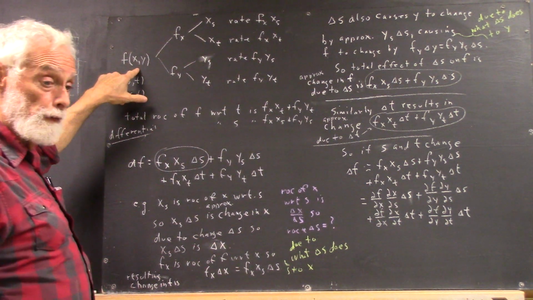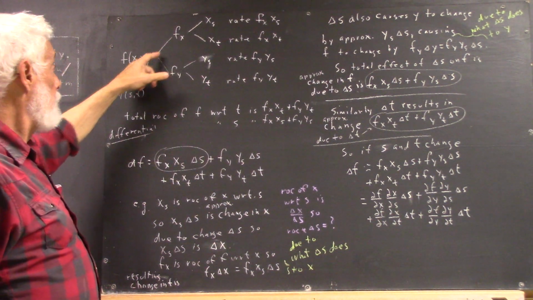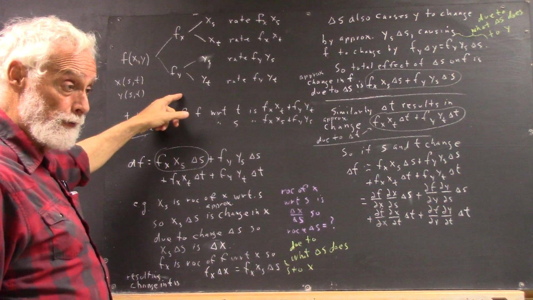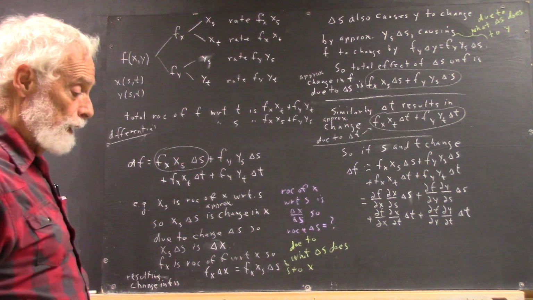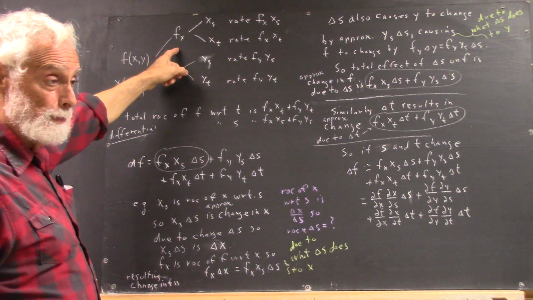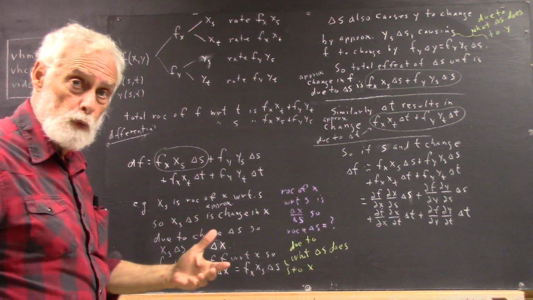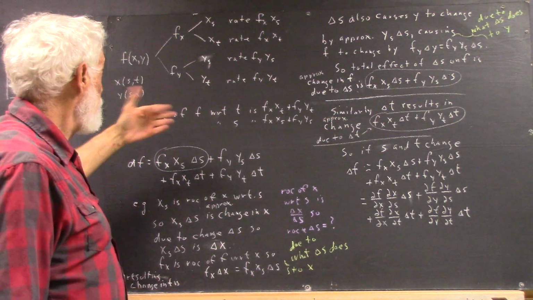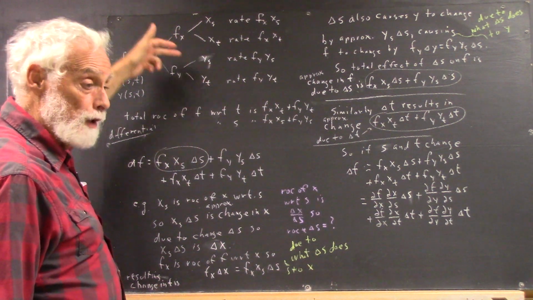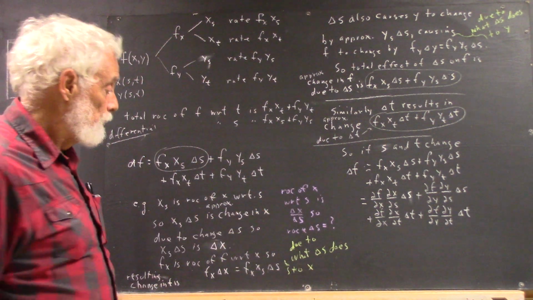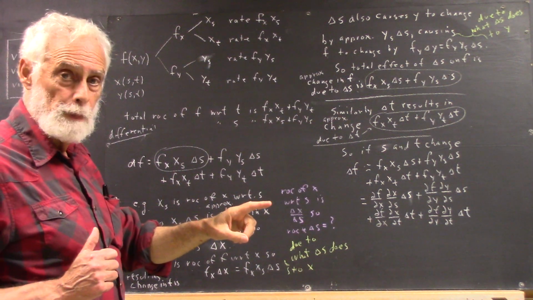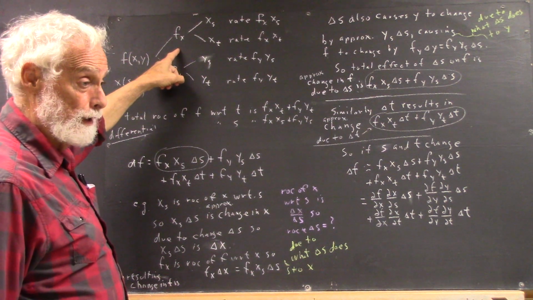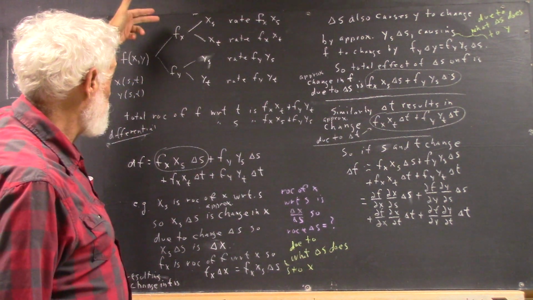You have a function f of x, y. So you know you can take a partial derivative of f with respect to x or a partial derivative of f with respect to y. Now, the partial derivative of f with respect to x tells you the rate at which the value of the function changes as x changes. So if x changes by a certain amount, you multiply that by the rate at which it changes with respect to x, and you get the change that results in the function.